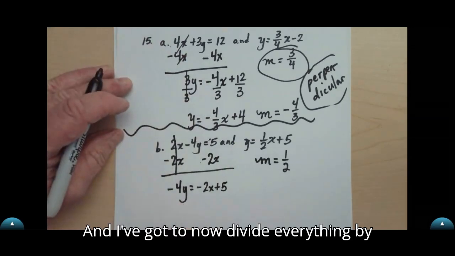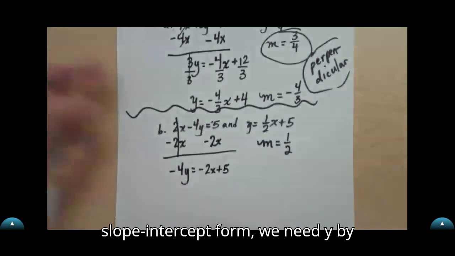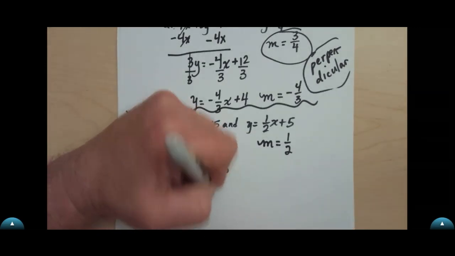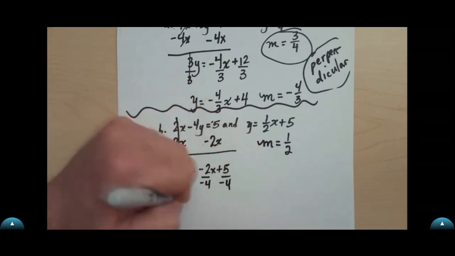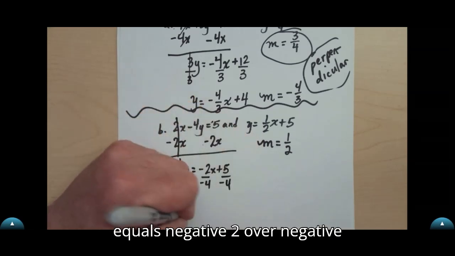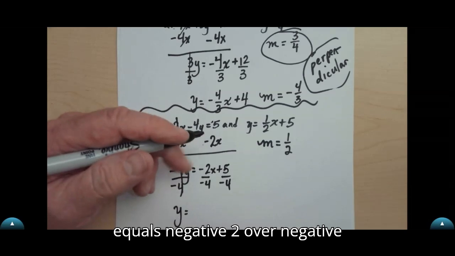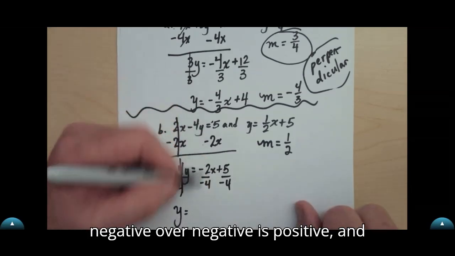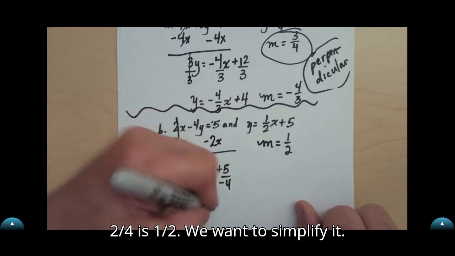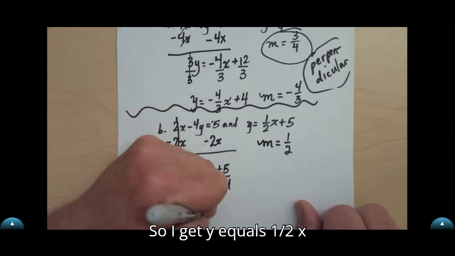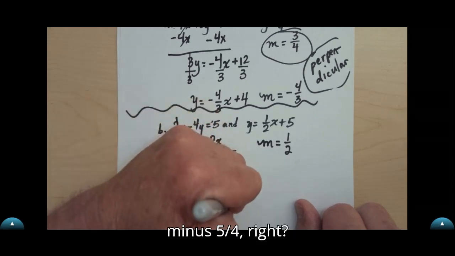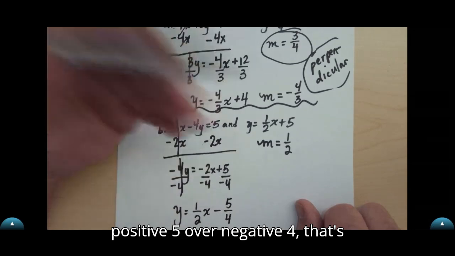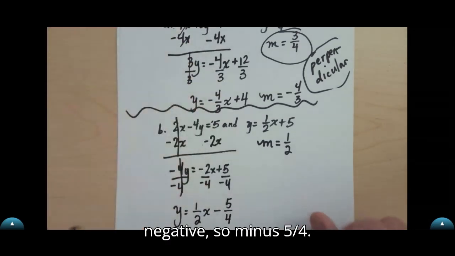And I've got to now divide everything by negative 4, because remember, slope-intercept form, we need y by itself. So when I do that, I get y by itself equals negative 2 over negative 4, which is positive 2 over positive 4. Negative over negative is positive, and 2/4 is 1/2. We want to simplify it. So I get y equals 1/2 x minus 5/4, right? Positive 5 over negative 4, that's negative, so minus 5/4.